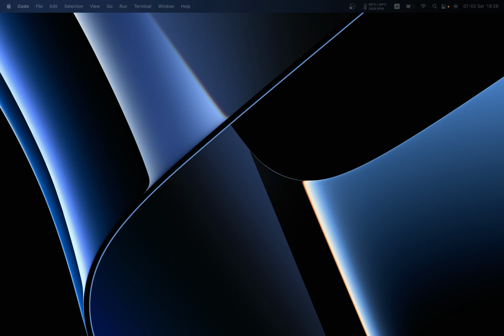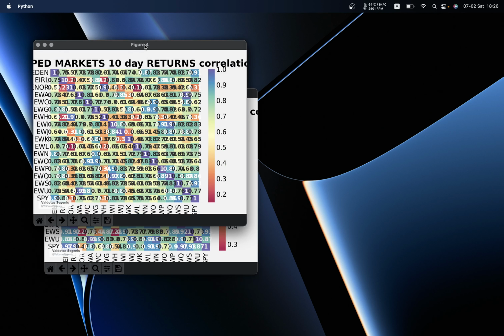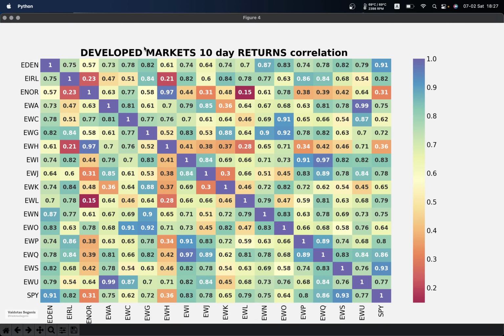Yeah, script is running. I'm doing everything in real time. I have no charts prepared, but luckily Python is quite fast, so good. Okay, so this is a 10-day correlation, and here is what I also like, that on a 10-day basis, EWH has 0.36, so very low correlation.